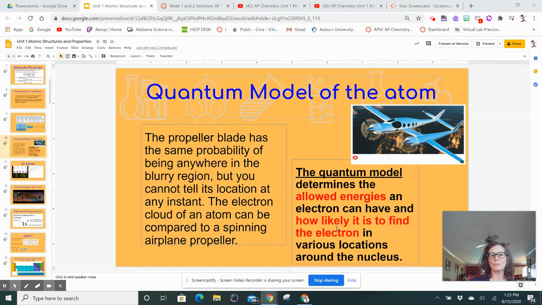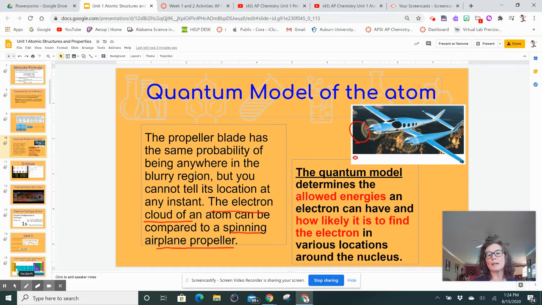The atomic model of the atom states that the electron, instead of being in one particular orbit in one place, is actually more like a cloud instead of an individual spot. So it's compared more to a spinning airplane propeller. In that general region is where you might find an electron, not that exact spot.